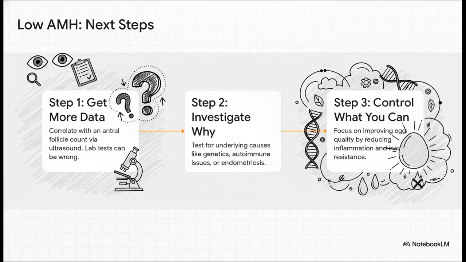So, if you get a number like Kate's, please don't panic. Here are the immediate, actionable steps you can talk about with your doctor. Number 1, get more data. Confirm it with something like an ultrasound, because labs can be wrong. 2, investigate why the number is low. And 3, shift your focus. Stop worrying about what you can't control, the quantity, and start focusing on what you can influence, the quality.